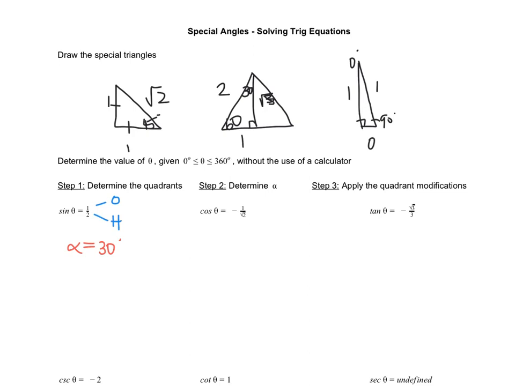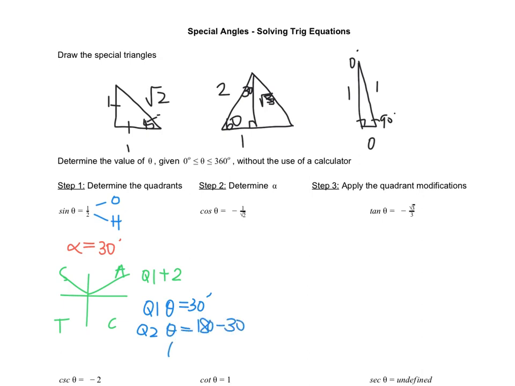Now, in terms of the quadrants, I will draw my Cartesian grid here, and I will write in my cast rule. And I see that sine is positive, which means I'm in quadrant 1 and quadrant 2. So now I can figure out my thetas. So in quadrant 1, theta is just the same thing as alpha, which is 30 degrees. And in quadrant 2, theta is 180 subtract 30. So theta is 150 degrees. So those are our two options. Now let's go to the next one.